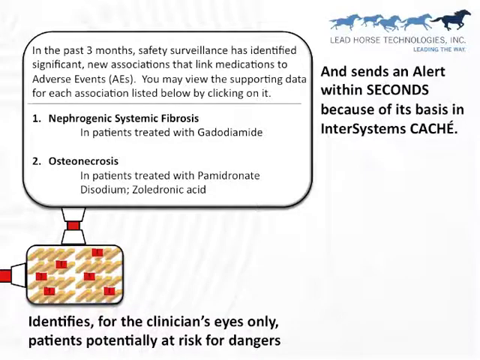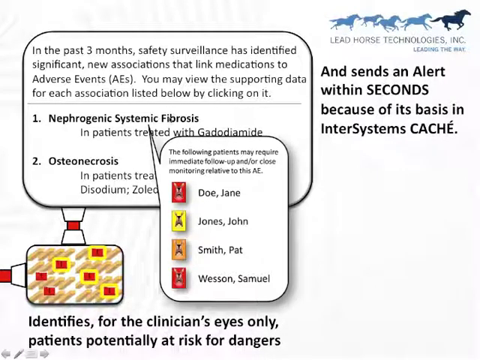In the past 3 months, safety surveillance has identified significant new associations that link medications to adverse events. You may view the supporting data for each association listed below by clicking on it. And here, what it shows is that there were 2 association rules that were discovered that had a high degree of match to some of your patients. And when I click on the top of those 2 rules, you'll see that 4 of those patients are highlighted from 6 of those patients that have been identified that align with those 2 association rules, and those 4 align with the first association rule that was discovered.